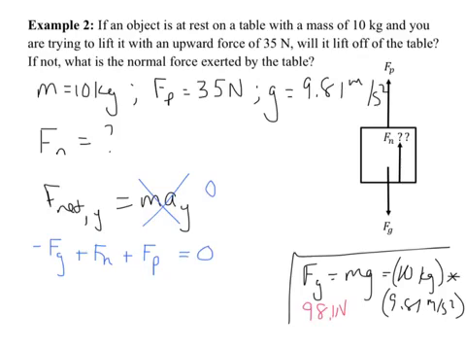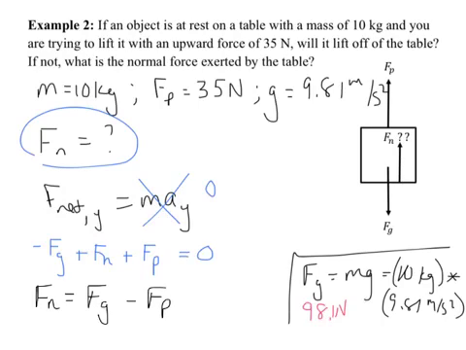Let's continue going through this process. We were trying to find Fn. So let's go ahead and solve for Fn. Let's add over the Fg. Okay, again, add this part over here and subtract this part over here at the same time. So you end up with Fn equals Fg minus Fp.